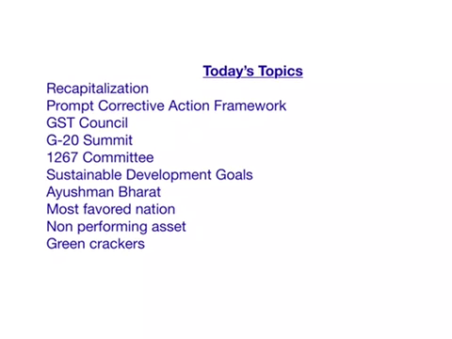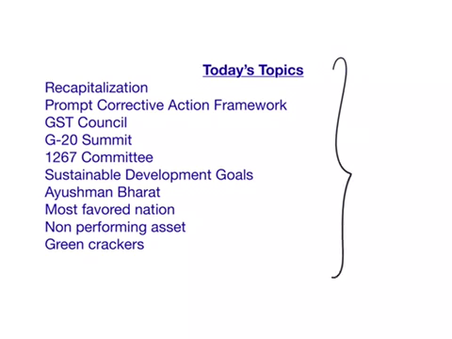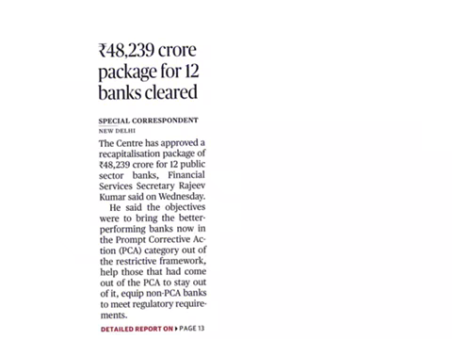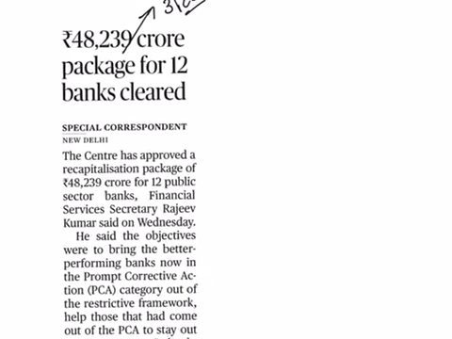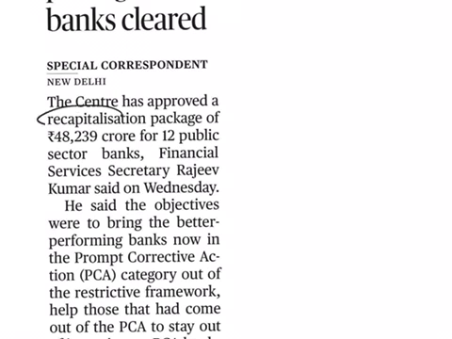Now let's start our today's session. These are all the topics that we are going to cover in our today's video. The first article is 48,239 crore package for 12 banks cleared. This article comes under GS paper 3 under the topic of economy. From this article, we are going to see what is meant by this recapitalization.